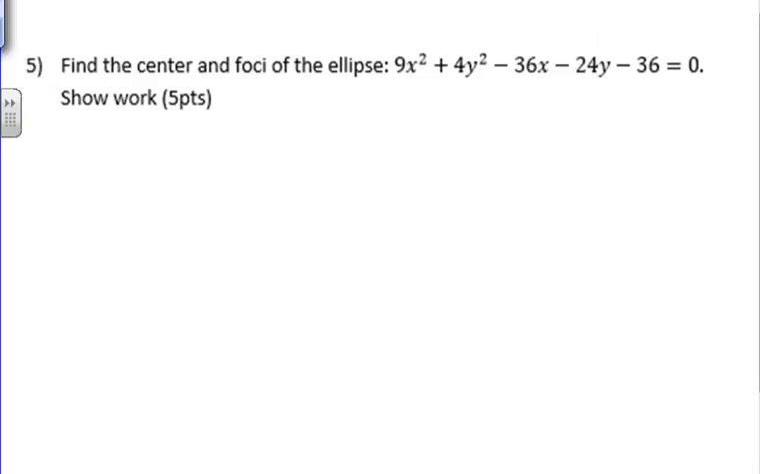Okay, we're continuing our discussion on some of the questions that I had on a quiz that are essential, the basic essential problems that you should know about conic sections and how to find the centers, foci, and vertices, and whatnot. In this conic, we have an ellipse.